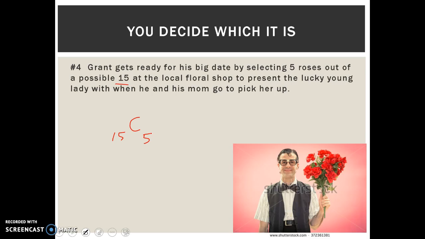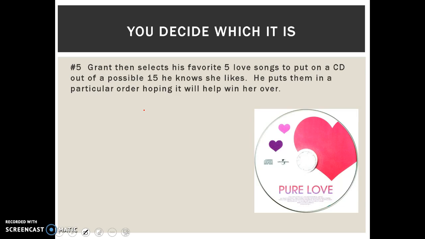Okay, so we could do it like this. If we wanted to do it the long way, it could be 15 factorial divided by 10 factorial. But then we'd have to divide that by the number of ways those can be repeated, which is 5 factorial. And so, not sure what that ends up becoming, but this would be a combination. And let's take a look at the last one here.